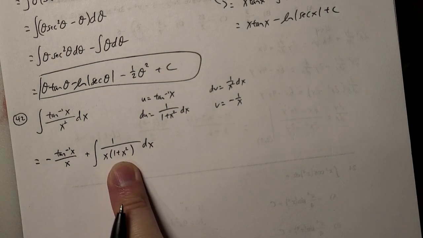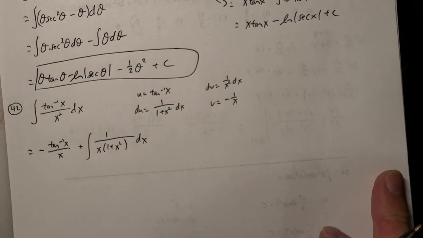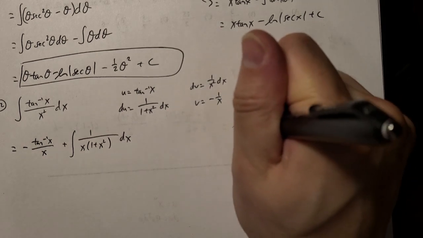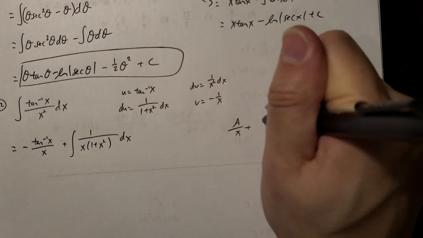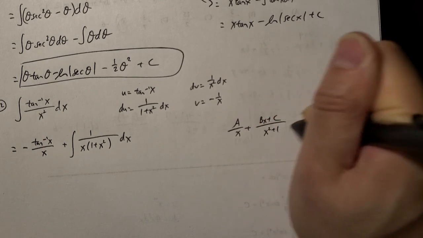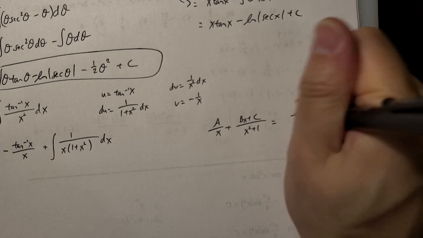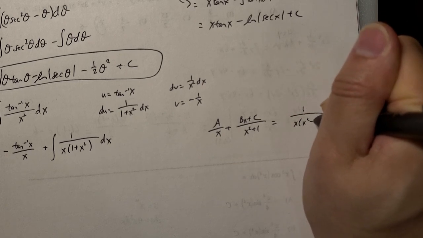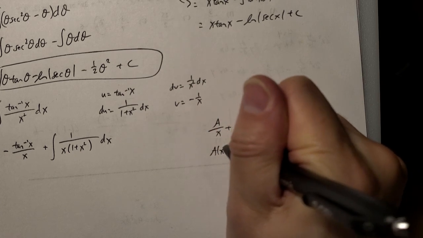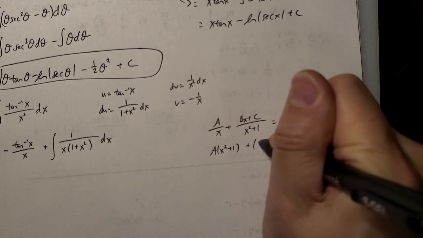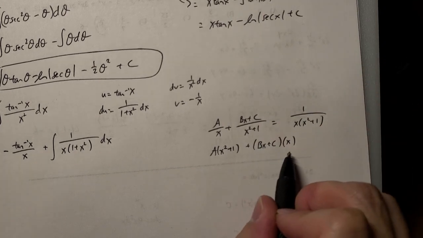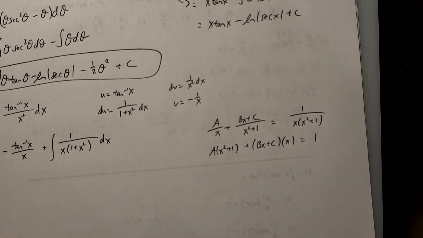Now how do we solve this one? I believe we can do partial fraction decomposition. This one has a quadratic term, so you've got to be careful. We can write a over x plus bx plus c over x squared plus 1 is equal to 1 over x times x squared plus 1. Multiply both sides by this denominator, so a times x squared plus 1, plus, don't forget the parentheses, bx plus c times x, is equal to 1.